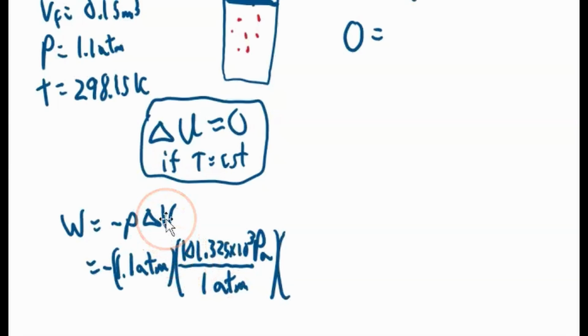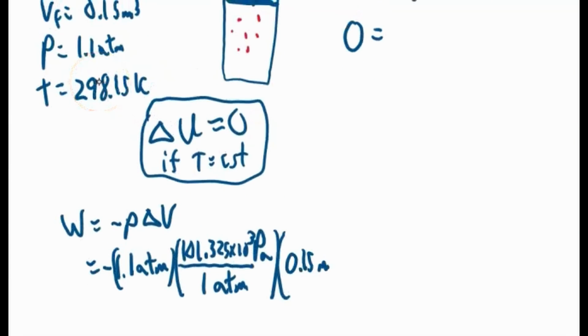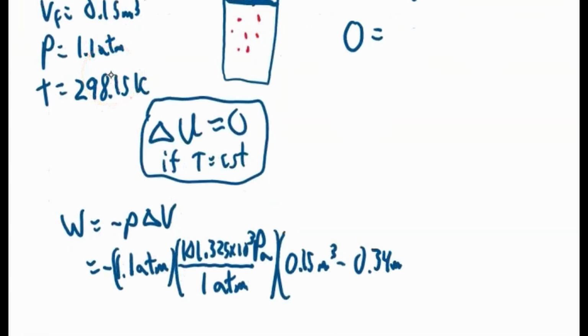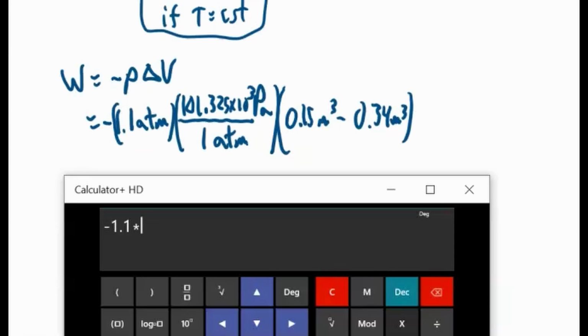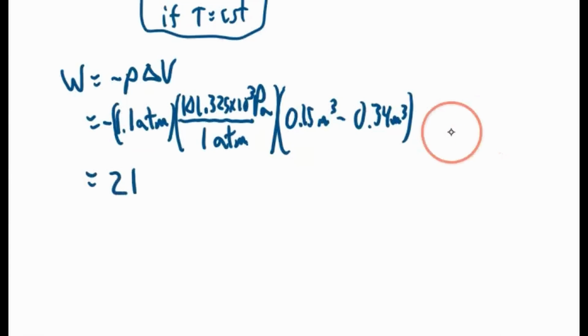And then the change in volume, that's volume final minus volume initial. Volume final is 0.15 meters cubed. I always like putting in the units, always recommend that. Volume initial is 0.34 meters cubed. Okay, negative 1.1 times 101.325 times 10 to the power of 3 times 0.15 minus 0.34. Does that look good? Looks good, I guess. Yep, okay. And it's a positive number. So, 21177.